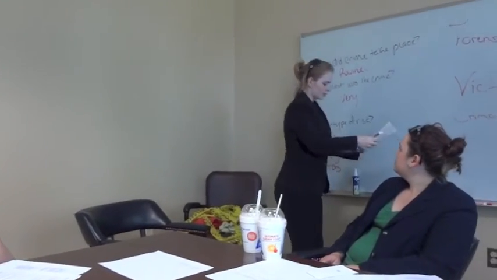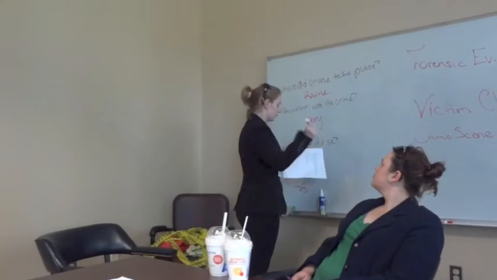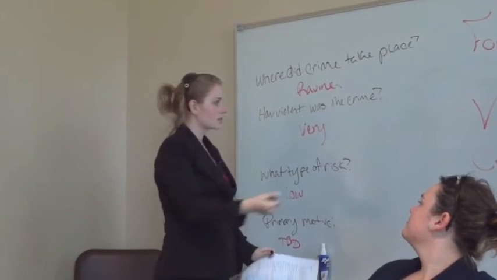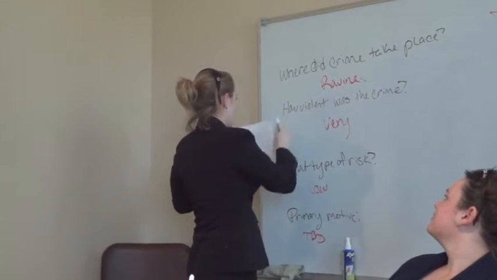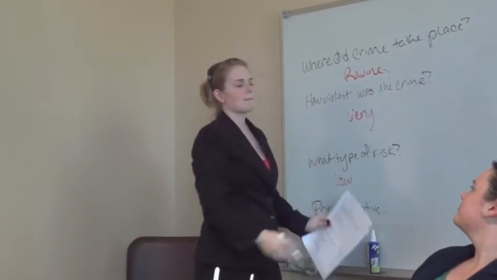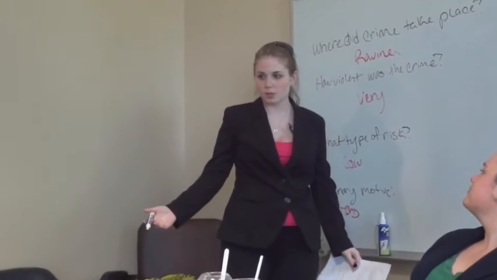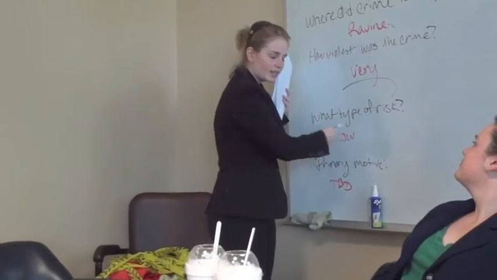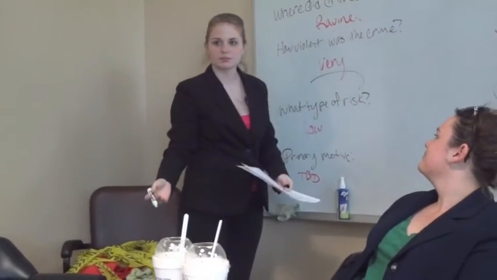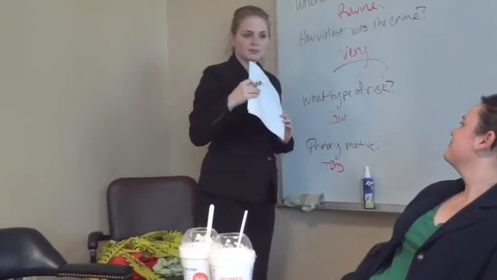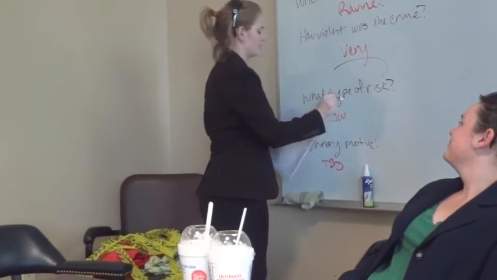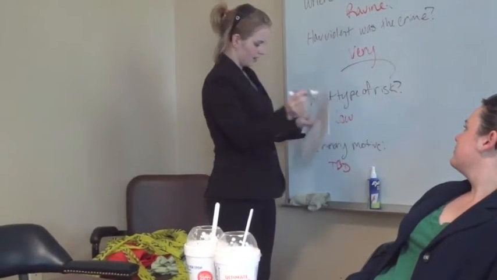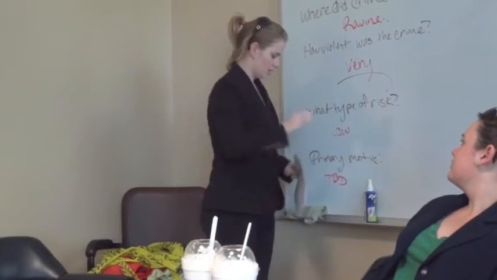Now we need to look at the basic questions of this crime. Where did the crime take place? Obviously, it took place on the ravine. How violent was the crime? Considering the victim was decapitated with a plastic spoon, I'd say it was pretty violent. What type of risk was this crime? Anyone have any guesses? It was a low risk crime. And what was the primary motive for our offender? That has yet to be determined.